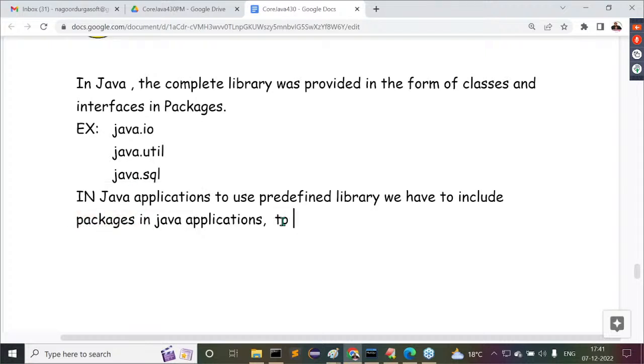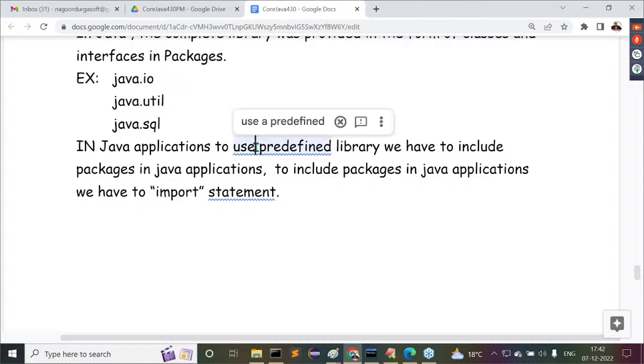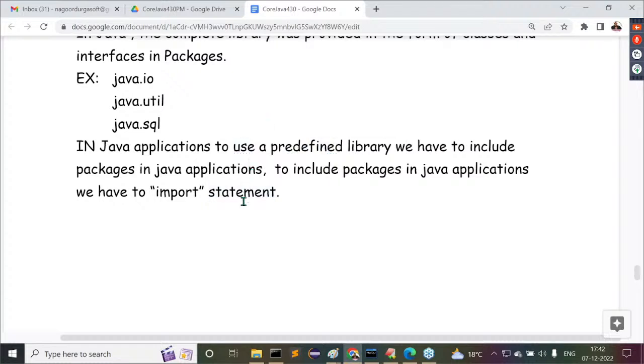Observe carefully. To include packages in Java applications, what statement do we have to use? Import statement. To include packages in Java applications, the import statement we have to use. Am I right or not? Right, so let's observe carefully. Example: I'm telling to you how to use these import statements here. Try to understand this example. Now, import java.io.store.